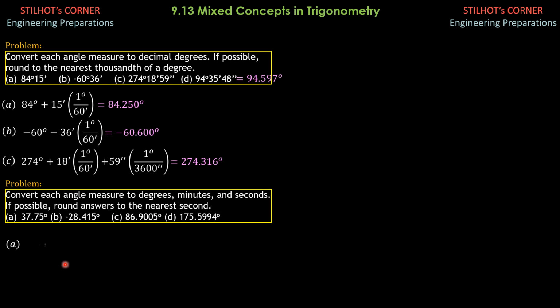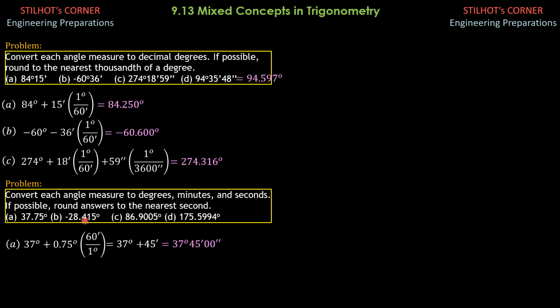So let's have the result first. 37 degrees plus 0.75 degrees times 60 minutes per degree. And that is equal to 37 degrees 45 minutes. There's no second, so you may write this as 37 degrees 45 minutes 00 seconds.